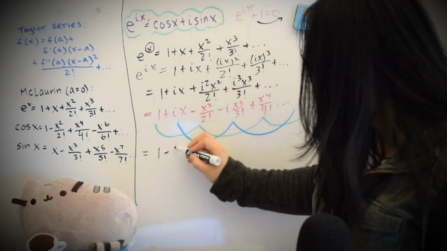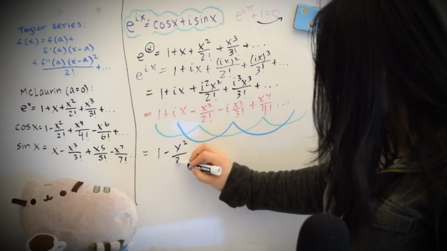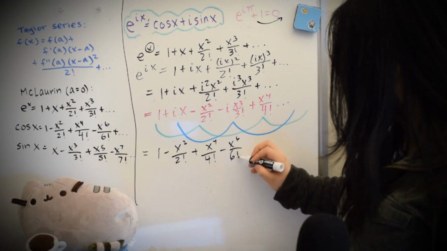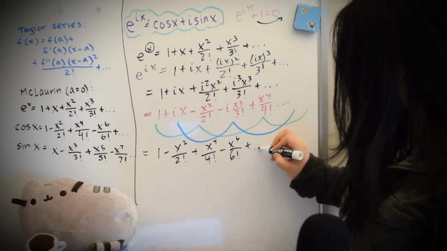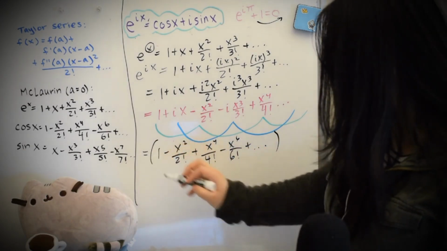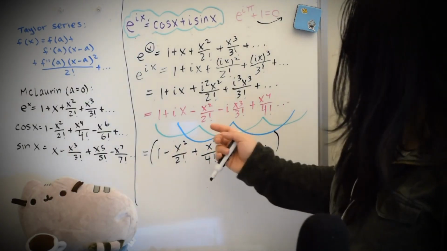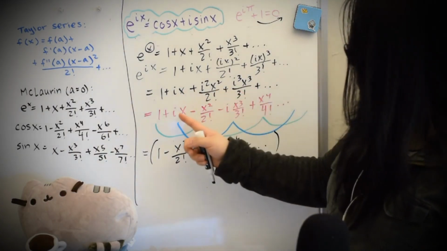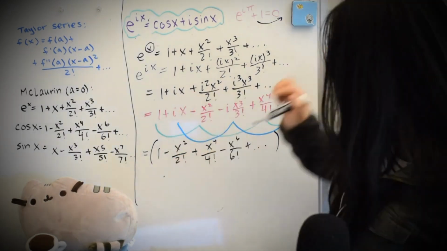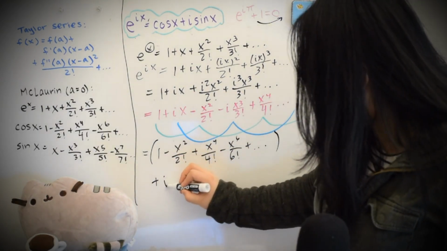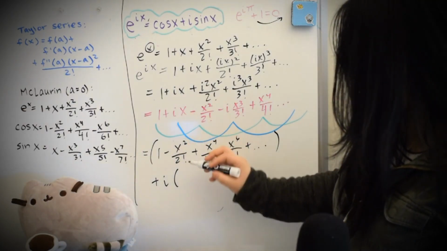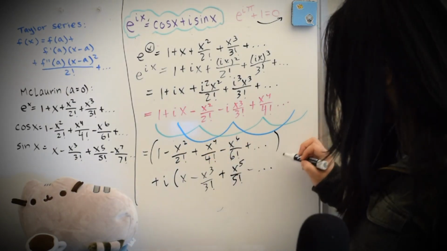So we have 1 minus x squared over 2 factorial plus x to the fourth over 4 factorial, I think you get the point, dot, dot, dot. I'm going to put a parenthesis around that to group those together. And then for the i terms, I'm going to group those together and factor out an i. Just plus i, and then I get x minus x cubed over 3 factorial, dot, dot, dot.